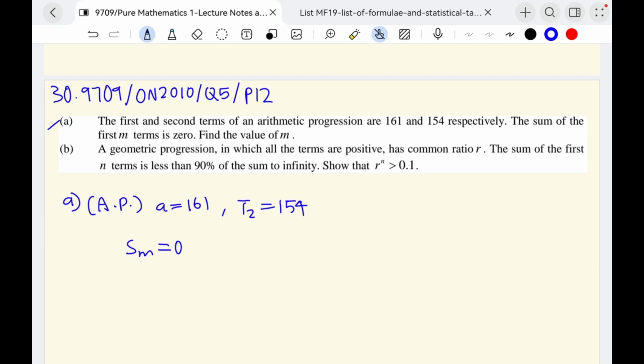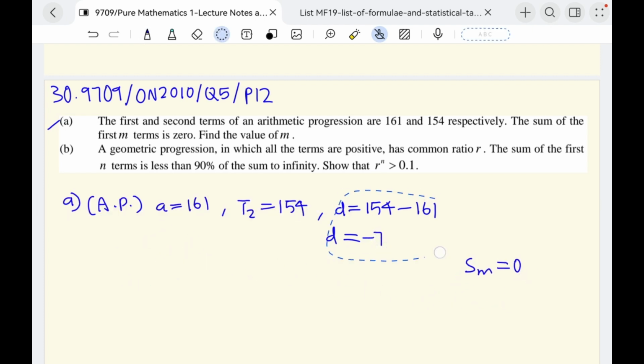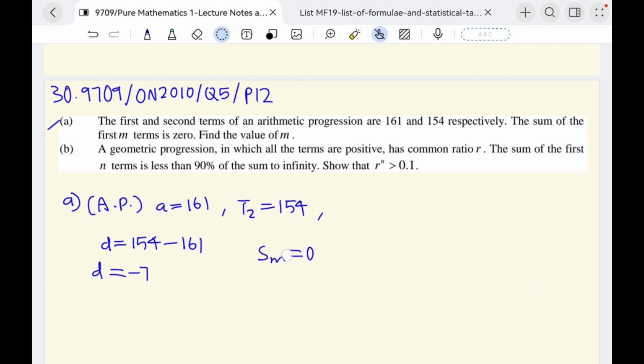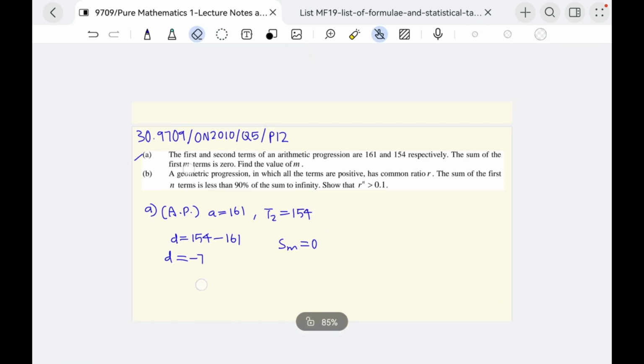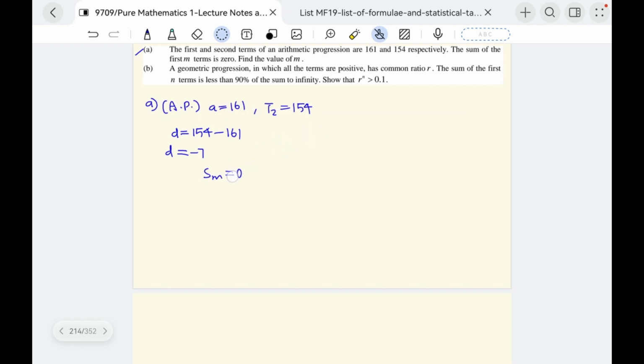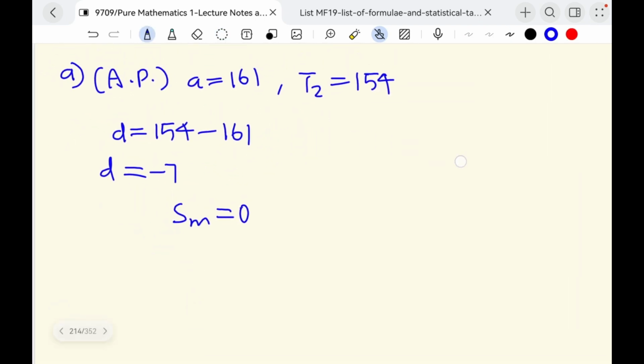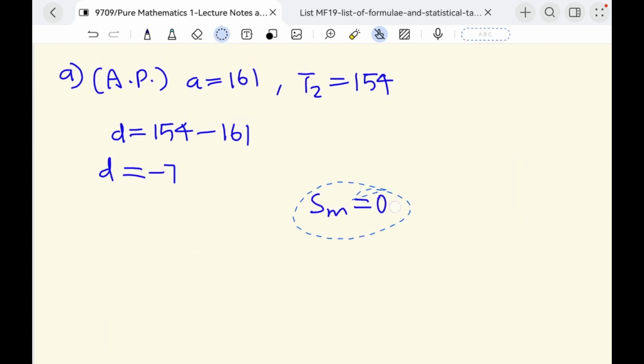So first thing, you can find the common difference, which is 154 minus 161. So the common difference is negative 7. So Sm is equal to 0. Since this series is an arithmetic progression, just apply the formula. I want to remind you that when dealing with series questions, if you recognize the formulas of the AP and GP, use them.